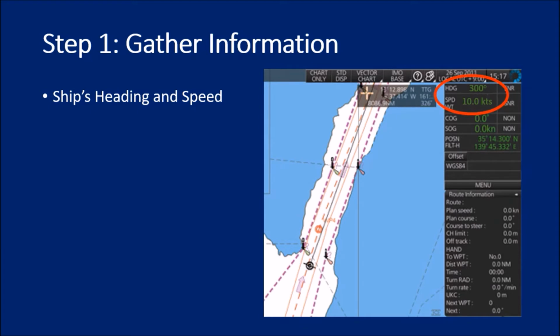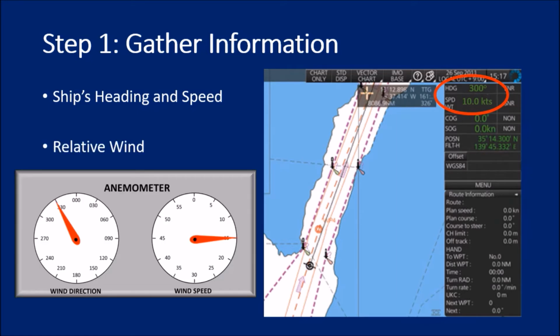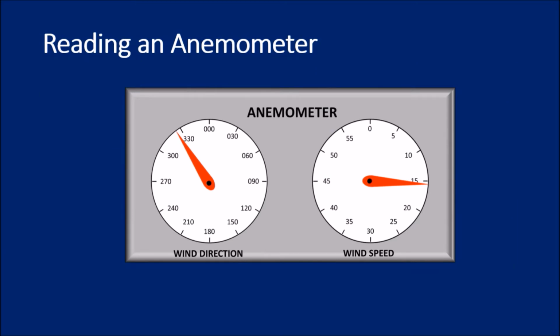The second piece of information we need is the relative wind. You get that relative wind from an anemometer. Reading an analog anemometer can be a little tricky because the needles aren't steady. They are constantly moving around. In order to get an accurate reading, take an average of what you see. In this example, the wind direction is 330 degrees relative and the wind speed is 15 knots.